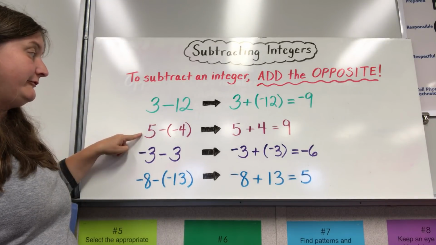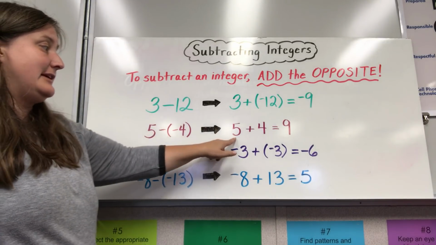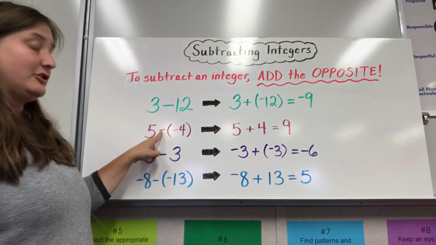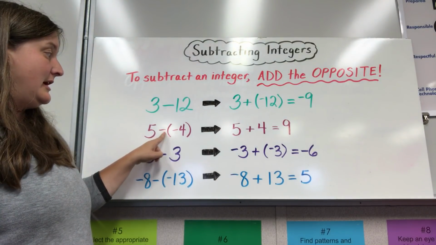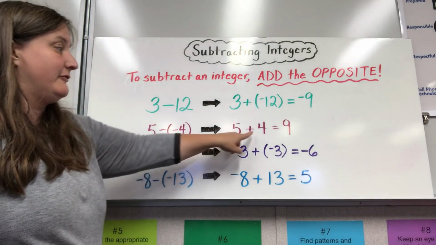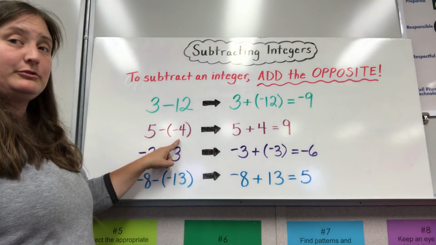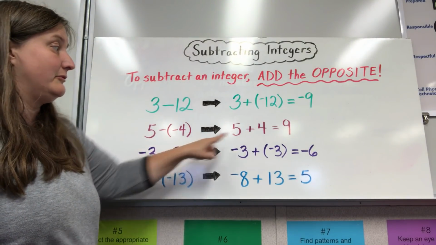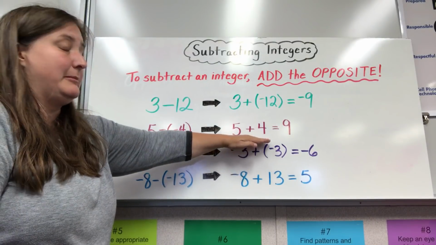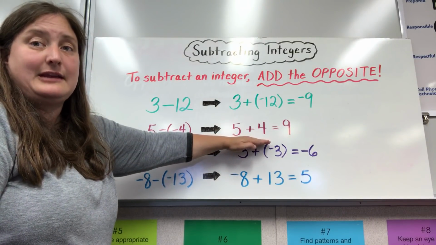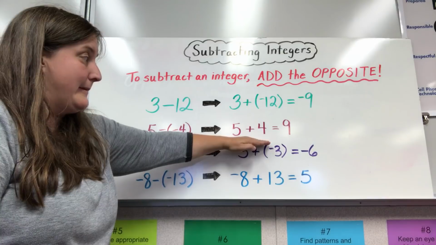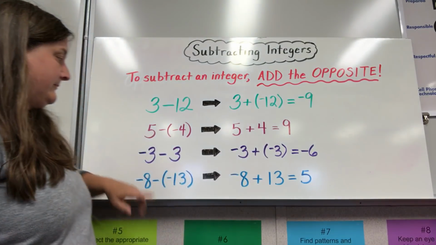Here's another subtraction problem. 5 minus negative 4. So the 5 stays the same, my subtraction sign changes to addition, and that number that will be right after my addition sign changes to its opposite. So negative 4 becomes 4. Now my addition problem is 5 plus 4. Same sign, both positive. I add them up and I get positive 9.